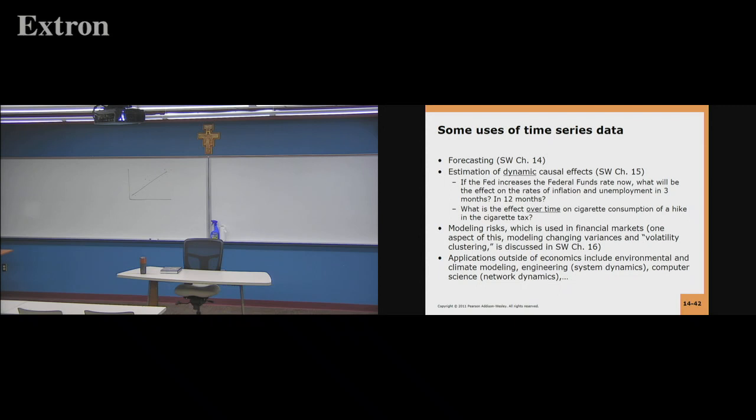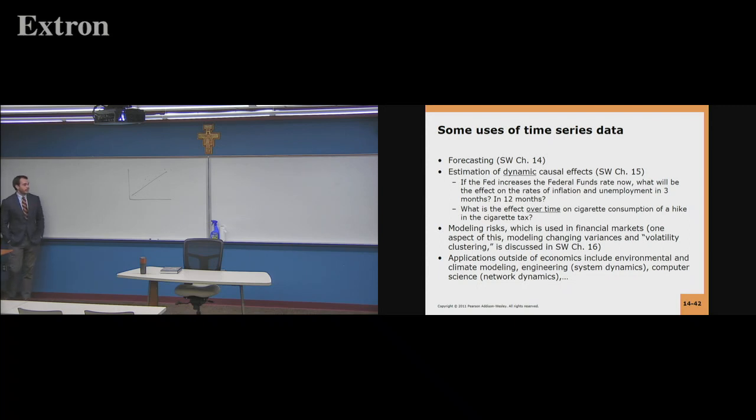You can estimate dynamic causal effects. So if the Fed increases the federal funds rate now, what's going to be the effect on the rates of inflation and unemployment in 3 months or in 12 months? Again, because it doesn't have an immediate effect, to see when does it take effect and how much is that effect going to be.